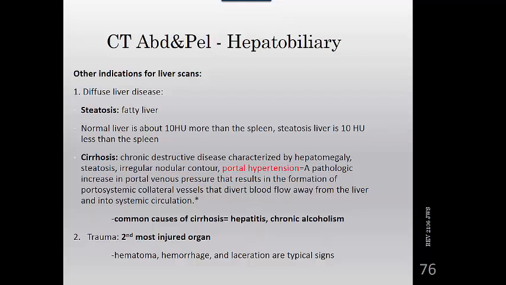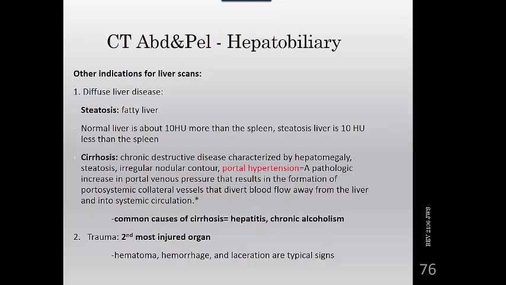Another diffuse liver disease is cirrhosis, and this is a chronic destructive disease characterized by hepatomegaly, steatosis, irregular nodular contour, and portal hypertension. Portal hypertension is a pathologic increase in the portal venous pressure that results in the formation of portosystemic collateral vessels that divert blood away from the liver and into the systemic circulation. Common causes of cirrhosis are hepatitis and chronic alcoholism.